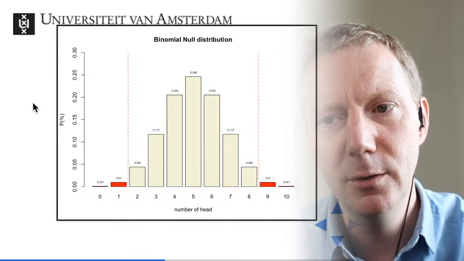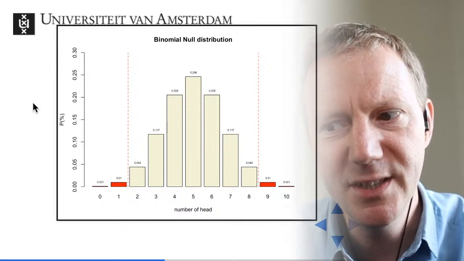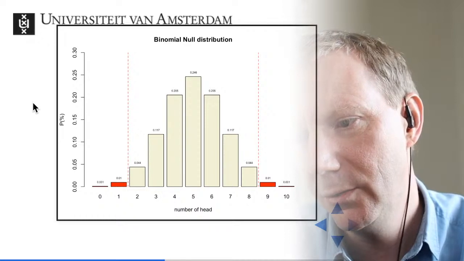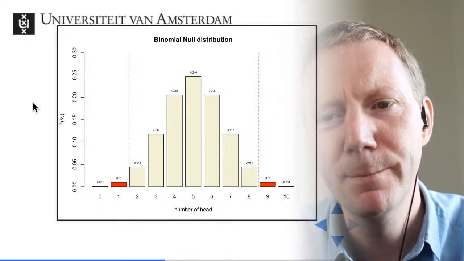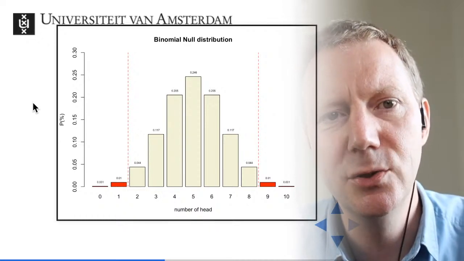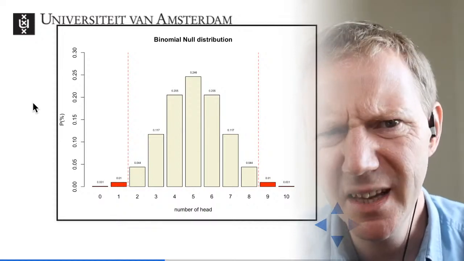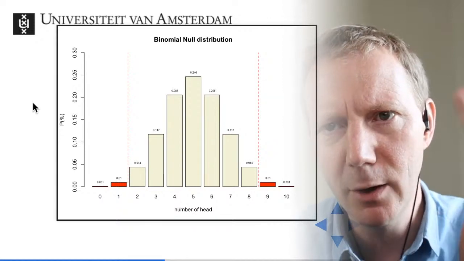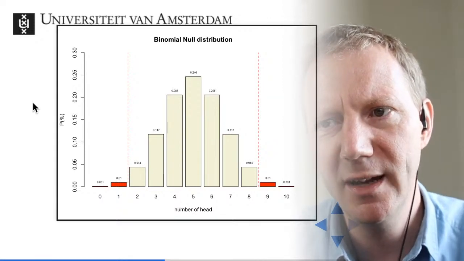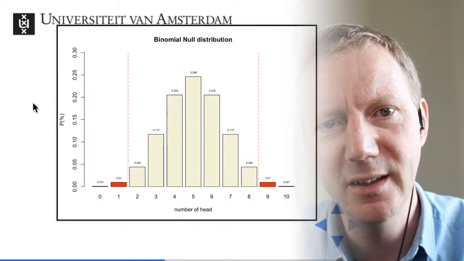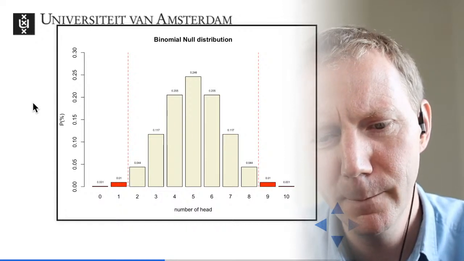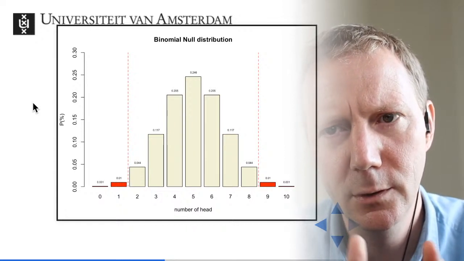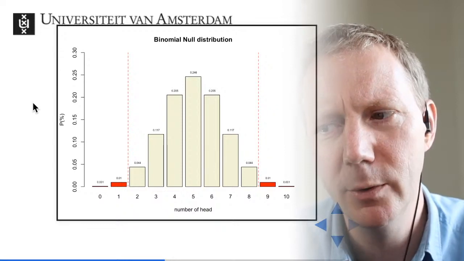And if you're on the inside, so if you throw 2, 3, up to 7 or 8, then your decision is not to refute the null hypothesis. Is that clear? Because that's very important, that you understand that you set boundaries and you decide something at the outside and decide something else at the inside. Is that clear? Yes. Cool. Very good, because it's very important.